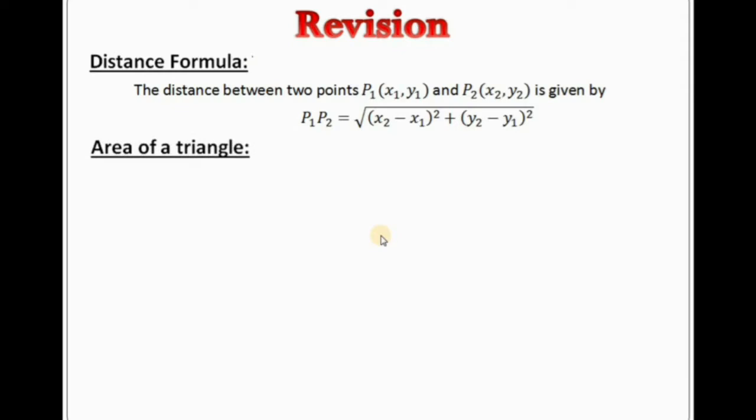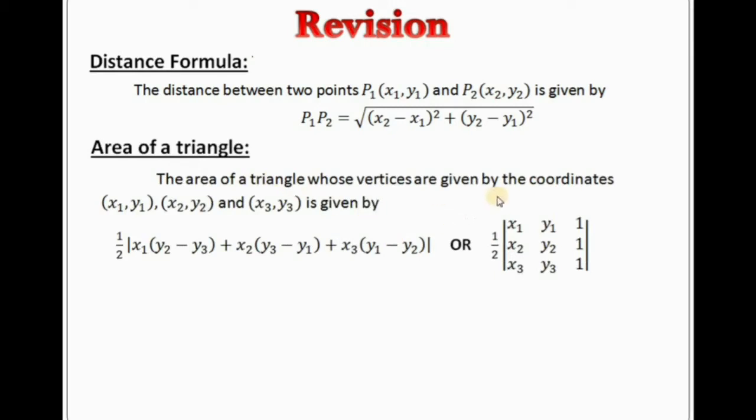The next thing that we learned is something called area of a triangle. If the vertices of the triangle are given by x1, y1, x2, y2 and x3, y3, then this particular formula gives you the area of the triangle. This formula can also be represented in this manner. This is called a determinant, which you have not learned yet. So far we have not seen this, so we will make use of this later when we learn how to evaluate this.